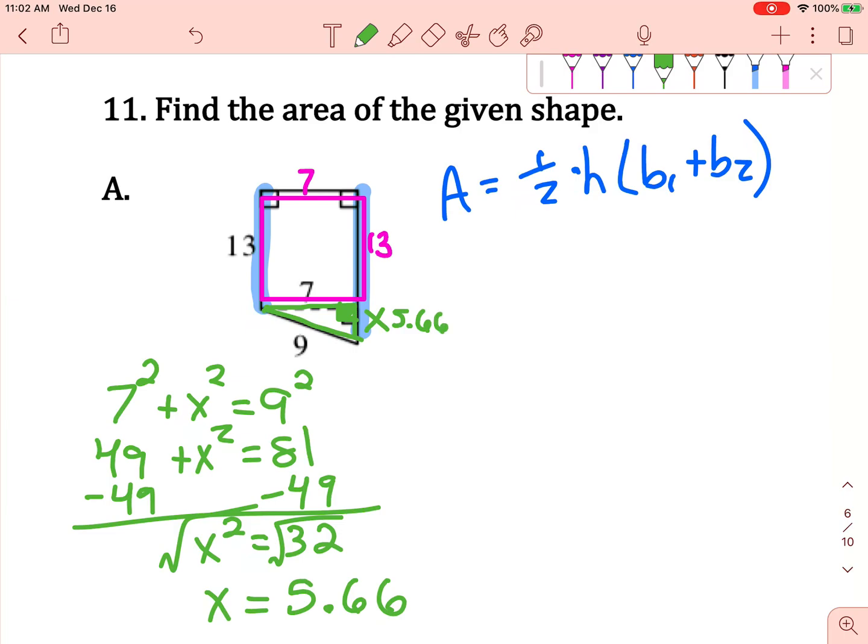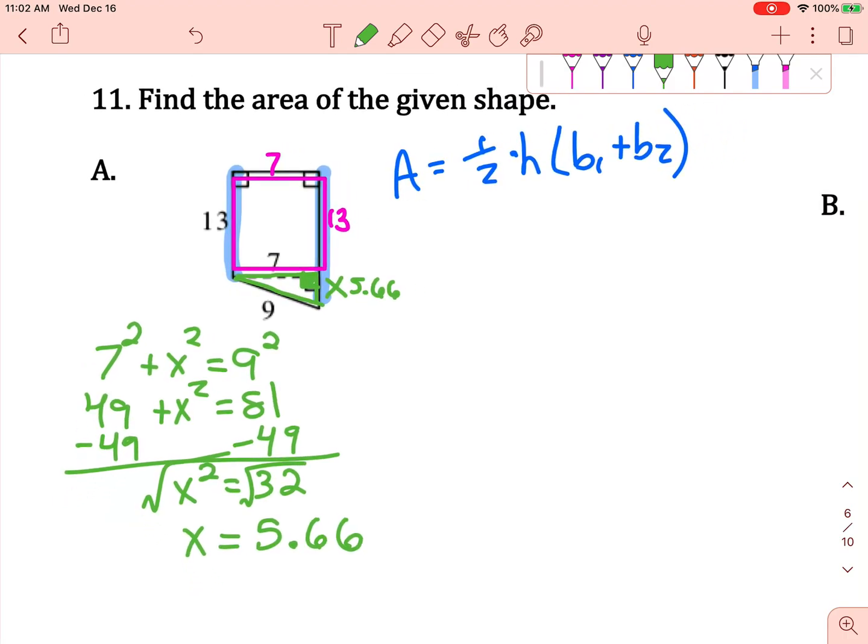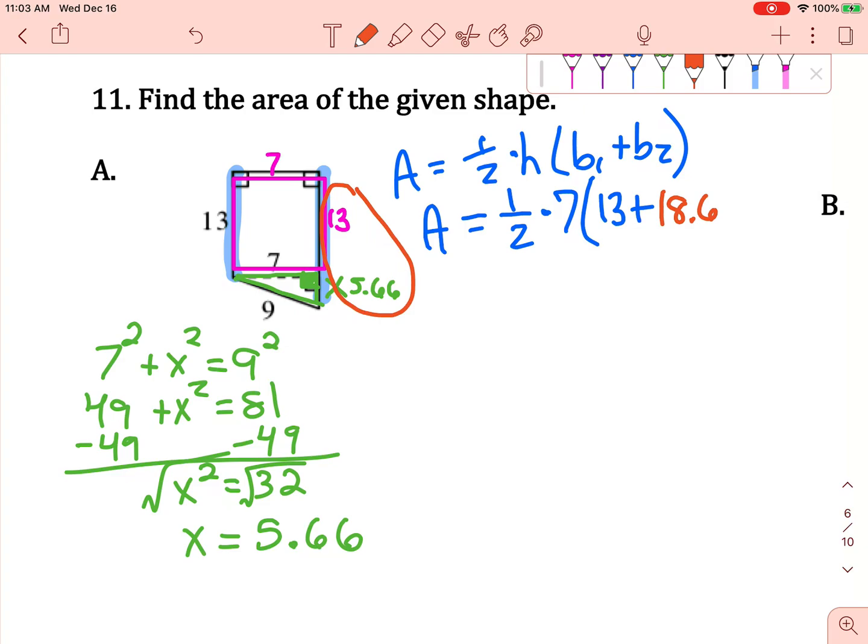Now again, if you guys are interested in finding the area separately of the rectangle and the triangle and adding it together, it is the same thing as finding the area of the trapezoid. Okay, so I will show you guys both ways. So the area of the trapezoid would be 1/2 times the height, which is 7, times base 1, 13, plus base 2. Here is your base 2, which would be 18.66.